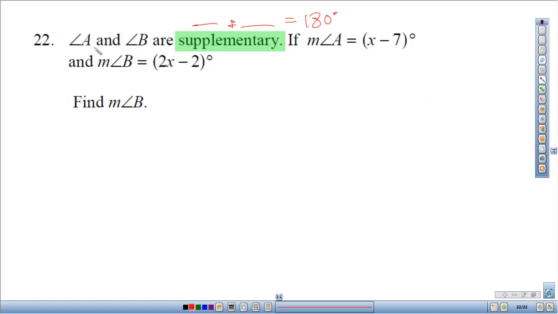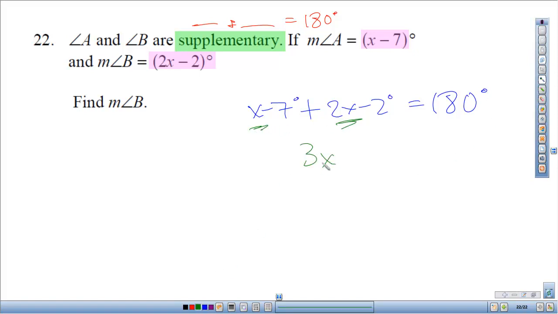Okay, so if angle A and B are supplementary, and then angle A measures x minus 7, and angle B is 2x minus 2, but they got to add up to 180, I can make an equation out of that. I can say that x minus 7 plus angle B, 2x minus 2, all adds up to 180 degrees. And now I just have an equation to solve. So x and 2x would make 3x. A negative 7 and a negative 2 would make negative 9. Is all equal to 180.